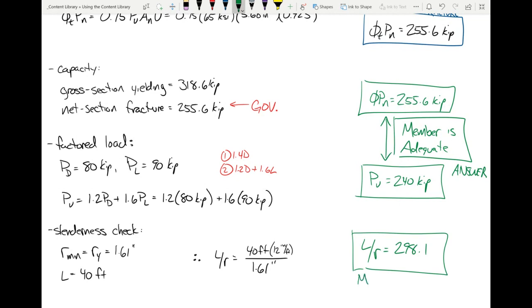So it meets slenderness limits. This is a full-blown tension member analysis problem from start to finish. We've taken a member, it had load on it, we factored that load, we compared that against its resistance, we computed that resistance according to two different limit states, and we found that the member has sufficient strength to adequately and safely resist that load. We also checked the service limit state looking at slenderness.